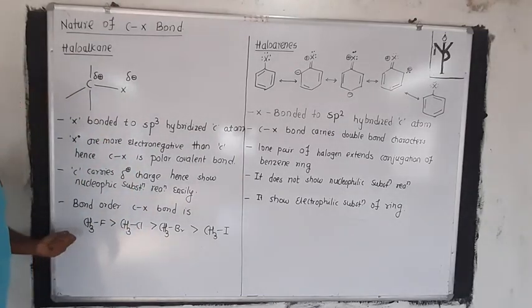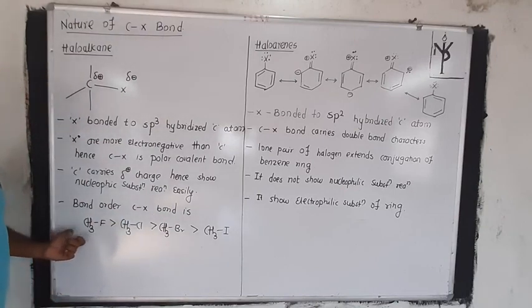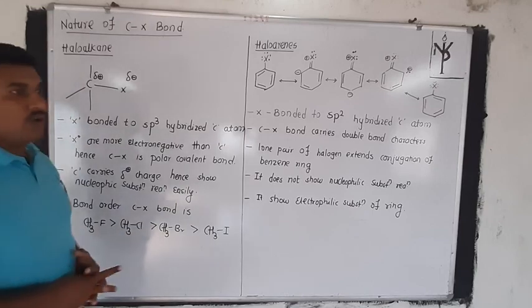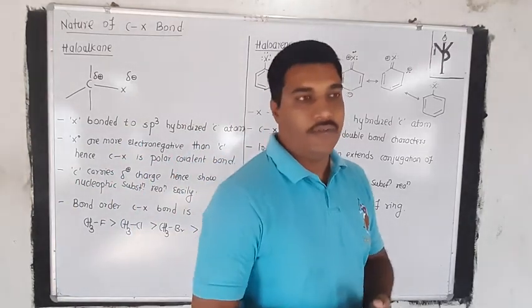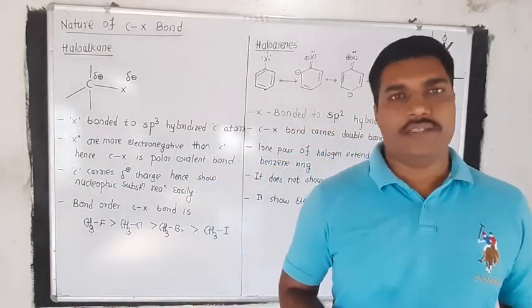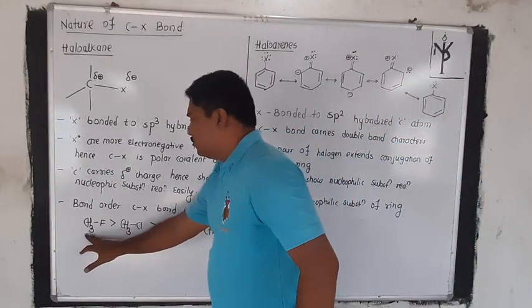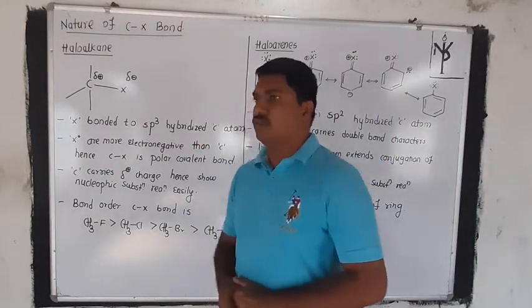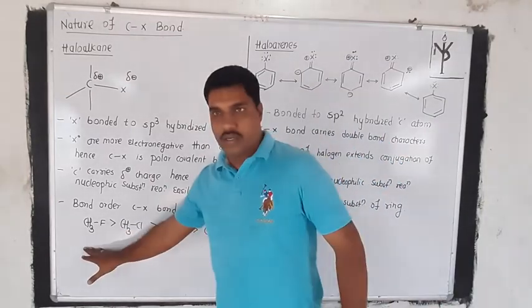Now the bond strength of carbon-halogen. If carbon is bonded to fluorine, it is the strongest bond, as carbon involves two orbitals, that is 2 and 4, and fluorine also involves two orbitals, 2 and 7. Both have similar orbitals to involve electrons, hence overlap is good and the bond is stronger.